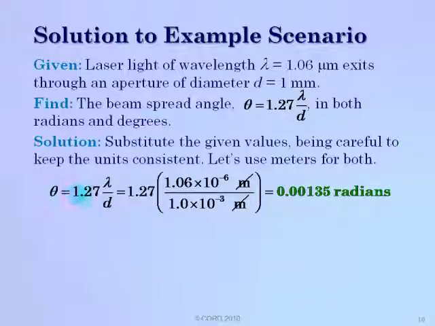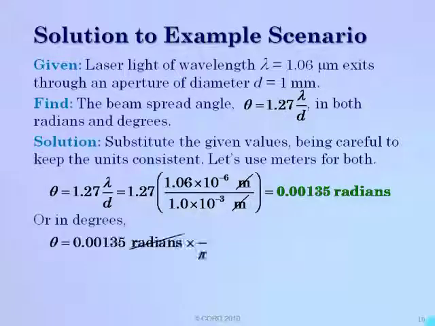So if we substitute in theta equals 1.27 lambda over d, we'll convert everything to meters so that we don't get confused about the microns and the millimeters. We know that 1.06 microns is the same as 1.06 times 10 to the minus 6 meters, and 1 millimeter is 1 times 10 to the minus 3 meters. That way the meters will cancel, and we'll have two numbers to divide and multiply times 1.27, and the result is 0.00135 radians.